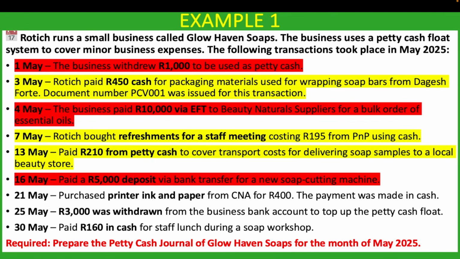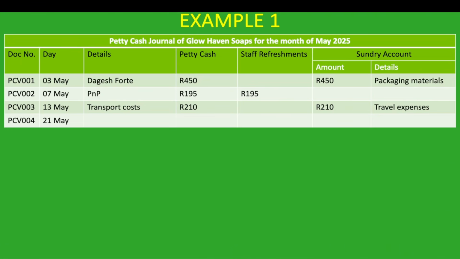On the 21st of May, purchased printer, ink and paper from CNA for 400 Rand. The payment was made in cash. And so if we made the payment in cash, we're using our petty cash here. So we're going to include it in our journal. So again, we're not given the document number here, so we're going to call it PCV004 because the last one we did was PCV003 and the date is the 21st of May. So let's do just that, PCV004, and we put 21st of May.